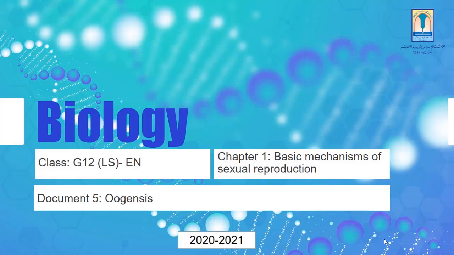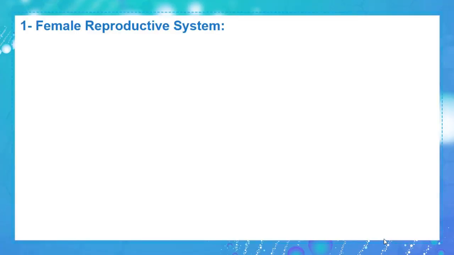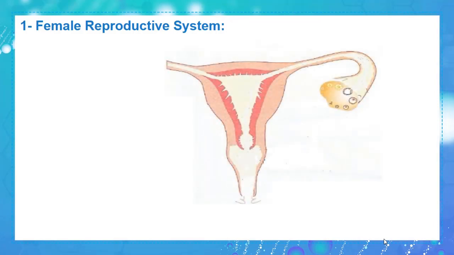I'm teacher Ahmed Jamul. I'm glad to talk about document 5 of chapter 1, oogenesis. Back in document 1 of this chapter, you have learned about the female's reproductive system. What you see in the figure is a front view of this system.